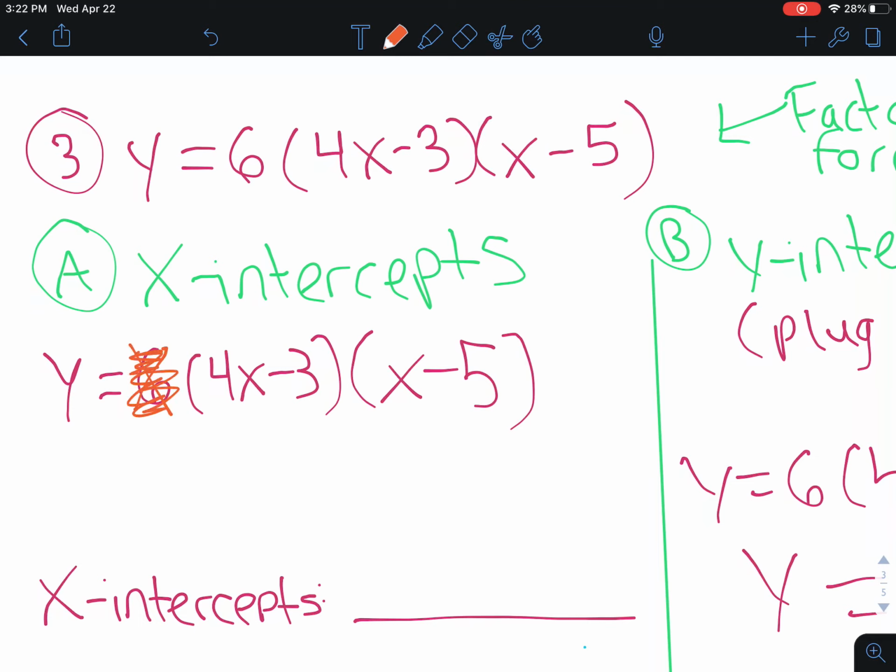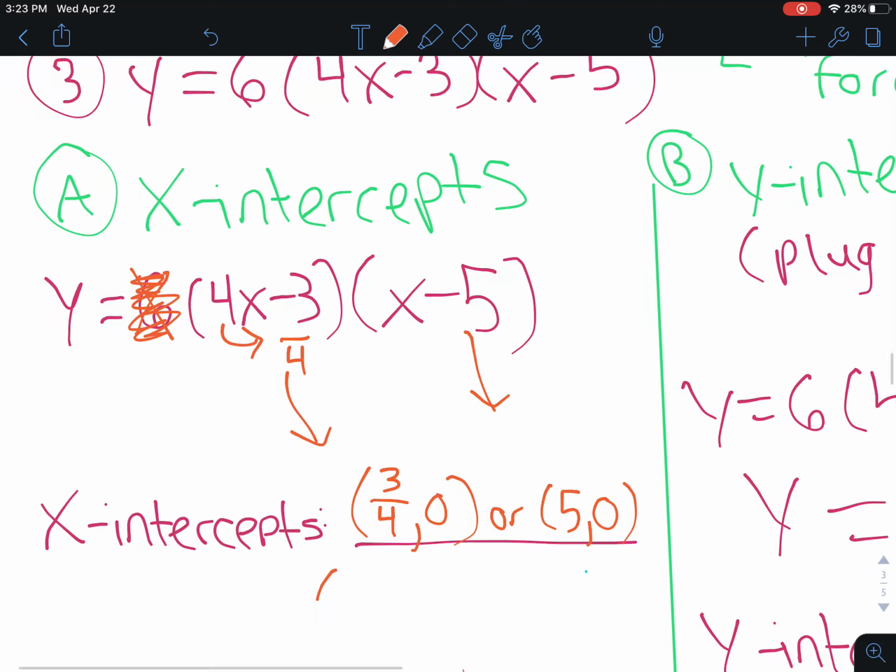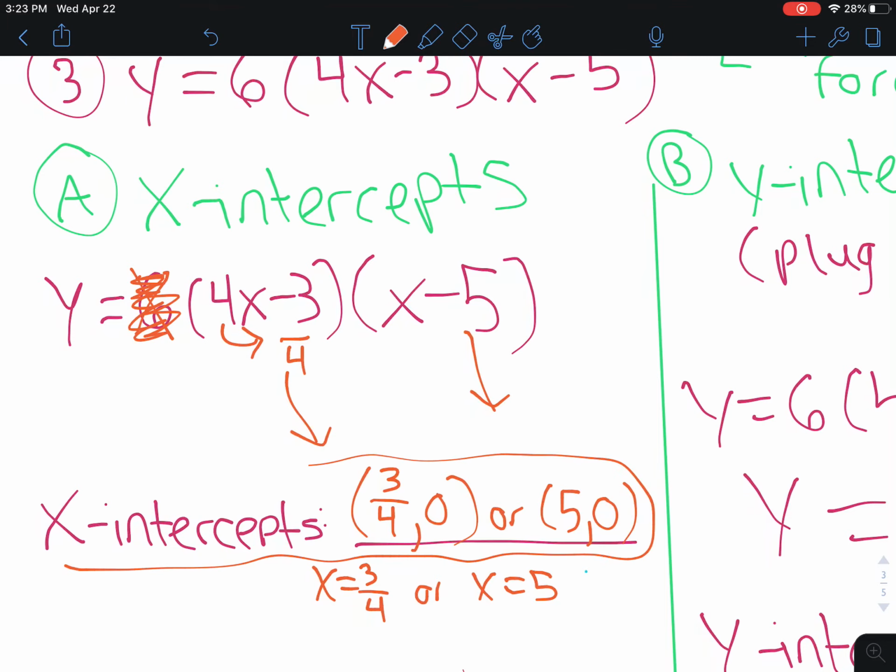All right. And then you swing this 4 underneath, remember. Then you do opposites. So one of my x-intercepts is going to be 3 over 4, 0. That comes from this. And then my other one is the opposite of negative 5, which is going to be 5, 0. So I get 3 over 4, 0, and 5, 0. So again, if you do this, x equals 3 over 4 or x equals 5, that's the same thing. It does not matter which way you write it. But anyways, these are my x-intercepts.